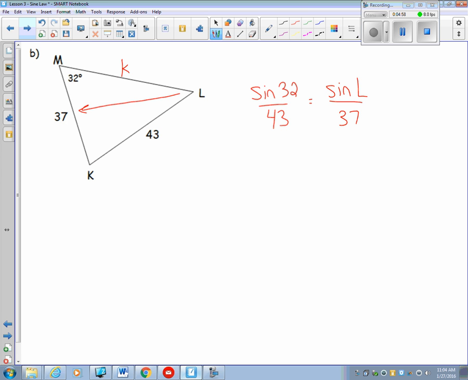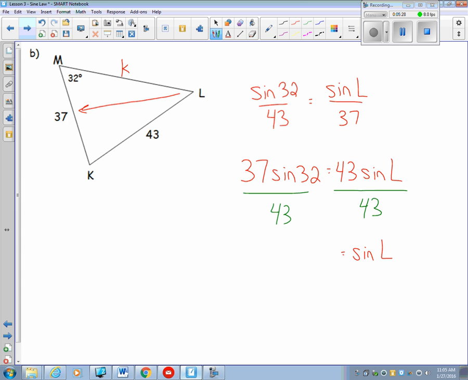Again, fractions, let's cross multiply. So 37 times the sine of 32 will be 43 times the sine of L. Okay, basically what I did last question. Again, I want to divide out the parts I don't want. In this case, I'm going to divide out the 43. I am not dividing out the sine because the sine is attached to L. It's the sine of that angle. I can't divide that part out. All I can divide out is the 43 part. I'll be left with sine L on the right.